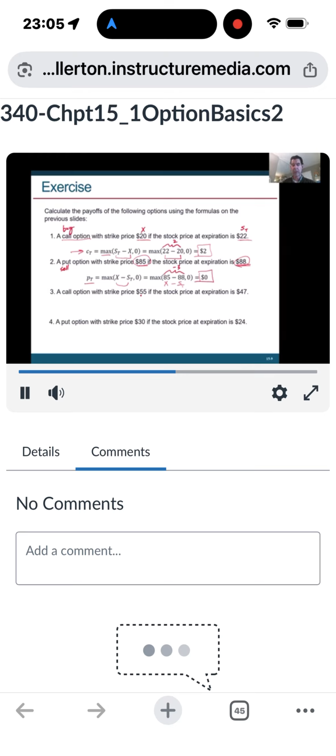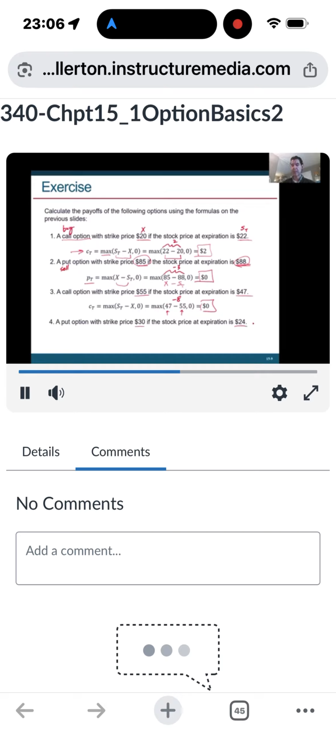A call option with strike price of 55 if the stock price at expiration is 47. Try to think this through and do the formula. This one I would not exercise because this is the option to buy. Let's look at the formula to confirm that. The maximum of S sub T minus X. S sub T is what? 47. The strike price X is 55. 47 minus 55, that is -8. Of course, that doesn't make any sense, so I'm going to choose 0 instead of losing money, so my payoff would be 0 there.